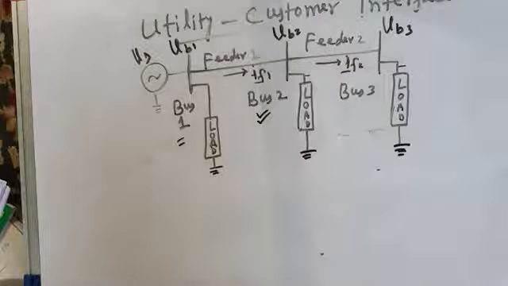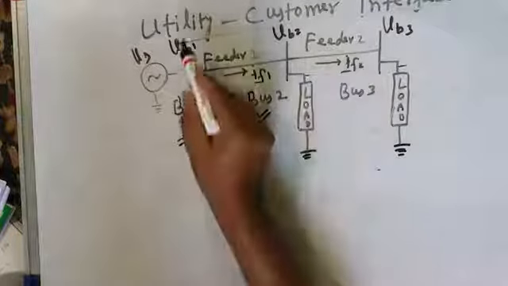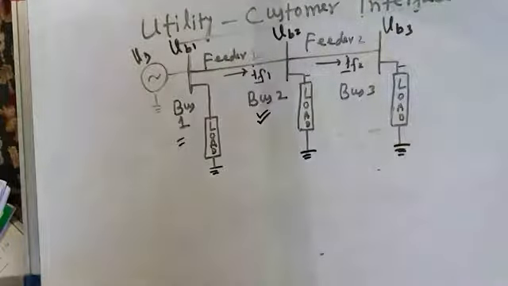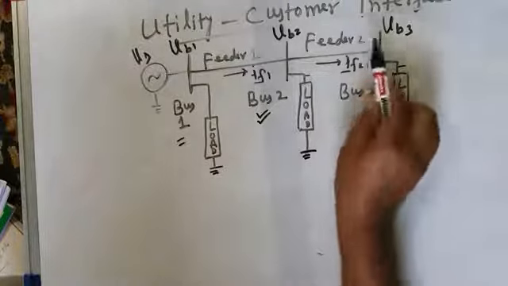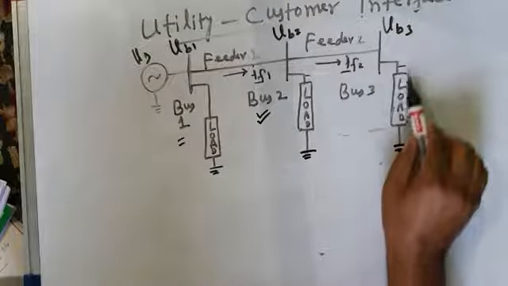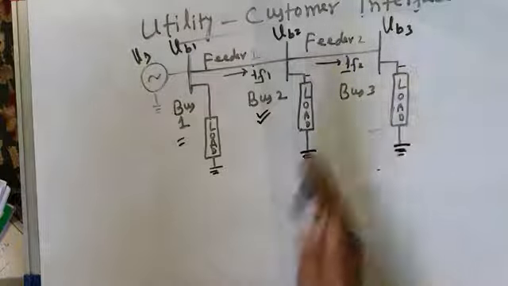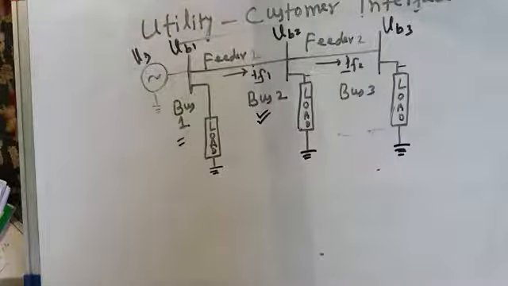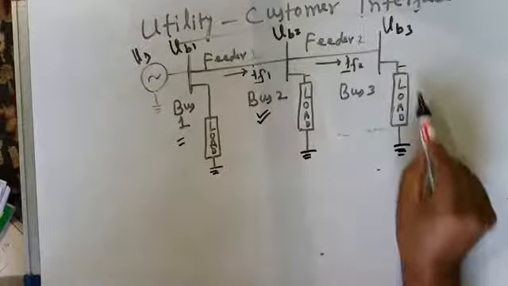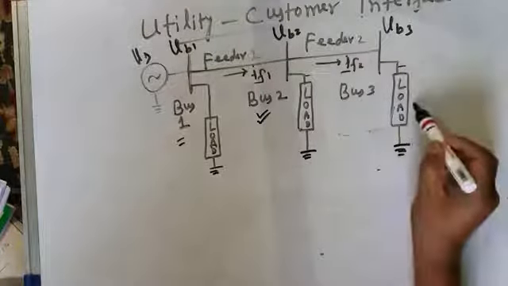So therefore, this is how the problem will get solved. This is the utility customer interface. Now, another problem which the industrial loads connected to bus number 3 will face is voltage related problems. The problems which I have discussed with you till now are current related problems, load related problems. They are the problems created by the polluting loads.